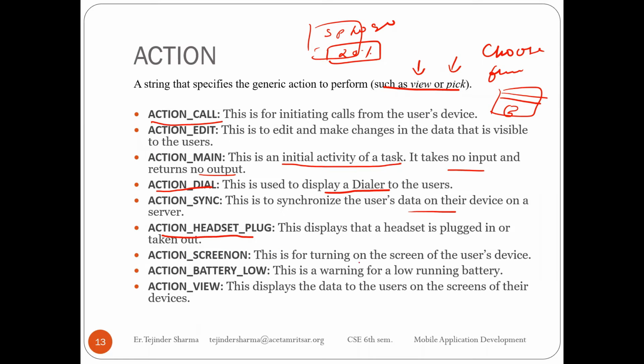Then action screen on: when you unlock your screen using your fingerprint, this action screen on will take place. When your battery goes low, action battery low, you will say when the battery goes below 20% of power, then generate the message that the battery is low, or a warning signal is generated to alert the user that the battery is running low. If the user wants something to be displayed, then we will use this ACTION_VIEW category.